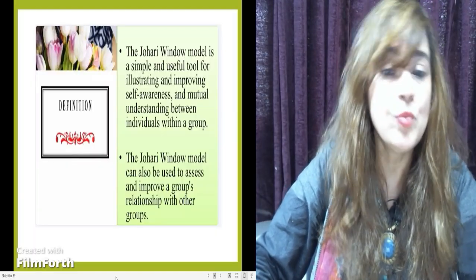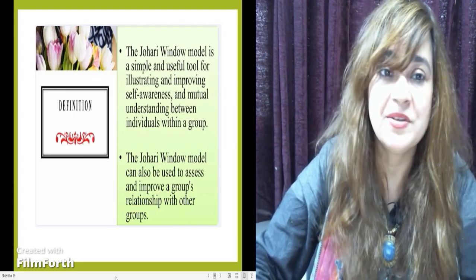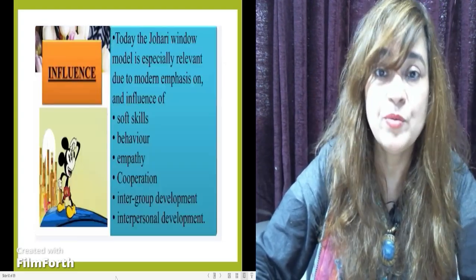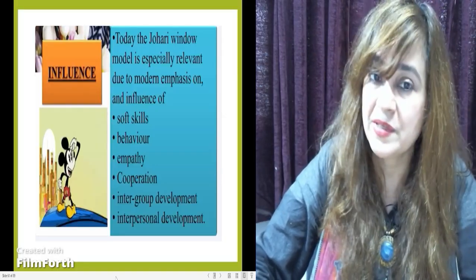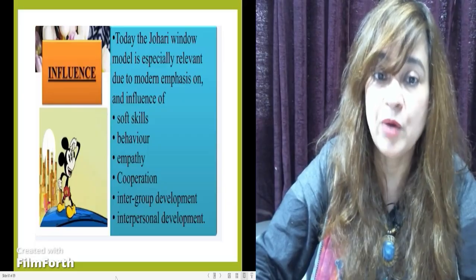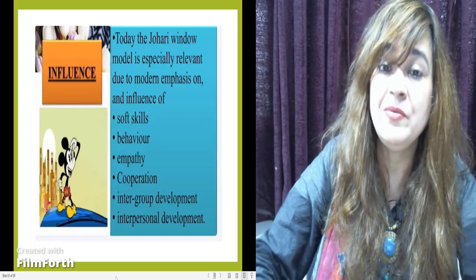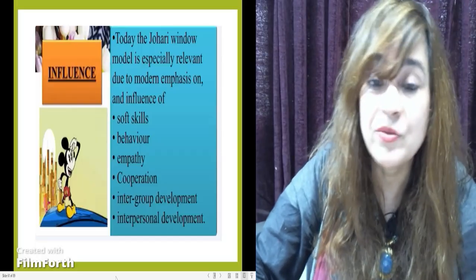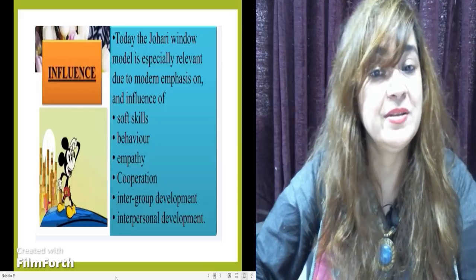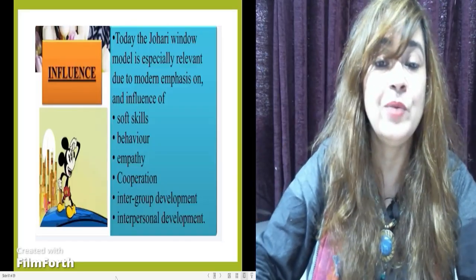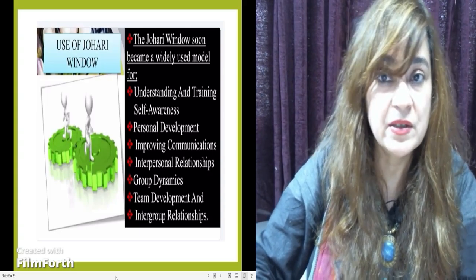This is a very good model when we have to adopt and adapt in professional settings. Today it helps us, and it lays emphasis on our soft skills, on our behavior, on our empathy, and overall positive behavior. Empathy has to do with how well we understand others, how well we cooperate and work together in intergroup development and interpersonal development. It has to do with the development of communication and how good a relationship we can have with others. It is a widely used model.